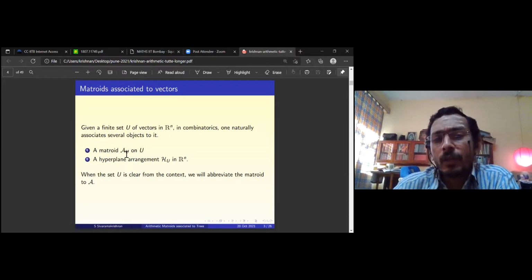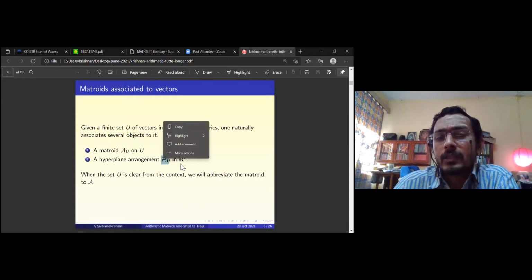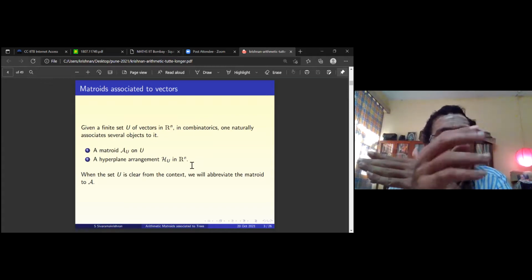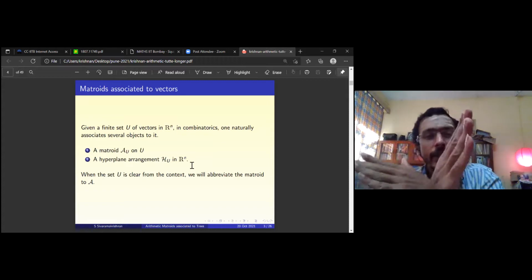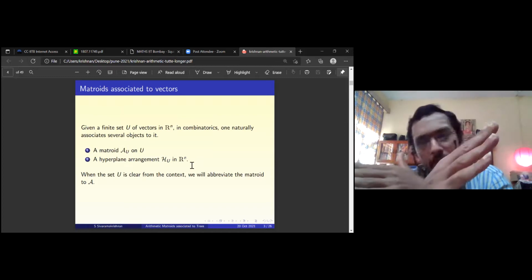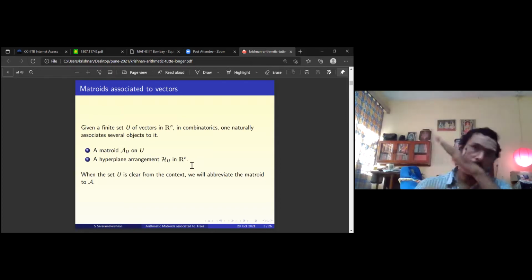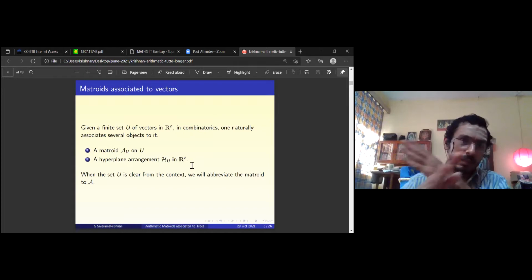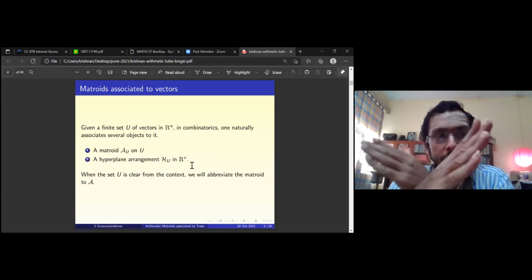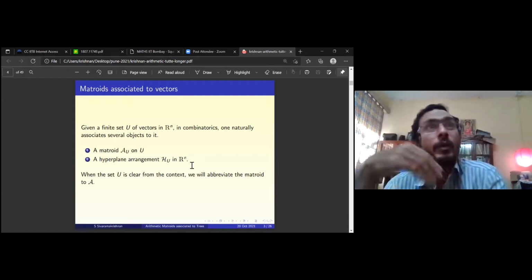So you can have this matroid associated to this given list of vectors, and you can define hyperplane arrangements. That is, you can think of each vector as the normal vector to a hyperplane. In 2D, if you have a normal vector, you can get a line. In 3D, if you have a normal vector, you can get a plane. In general, in R^n, you can get a hyperplane. If you look at R^n minus this union of the hyperplanes, it will cut it into some number of components. How many components are there?